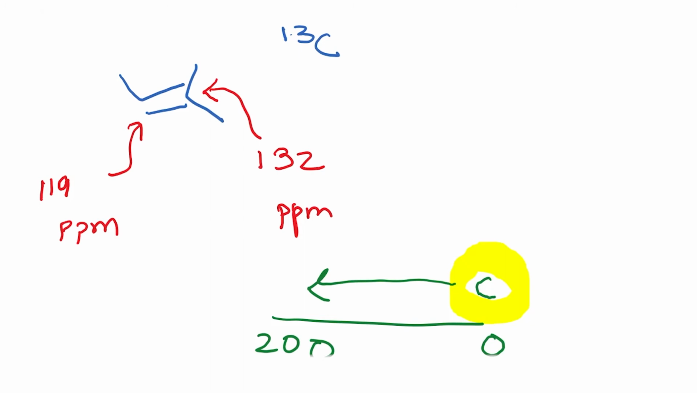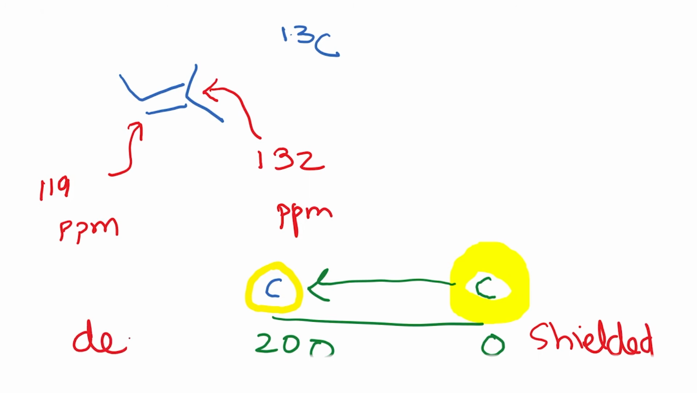This is only a very rough analogy. If this is the electron cloud around this carbon, then as the values go up, one of the indications, not the only one, is that the electron cloud around it is less. So as you add more electron withdrawing groups, the value of the chemical shift goes up. This is also called de-shielded. So this is more shielded and this is de-shielded. This is another terminology that is frequently used.